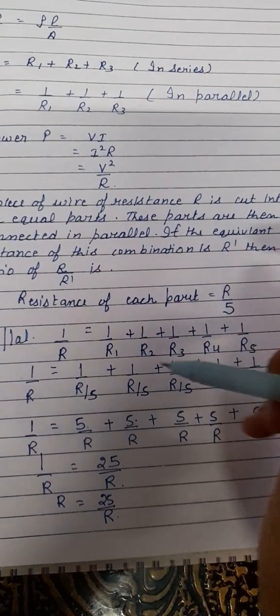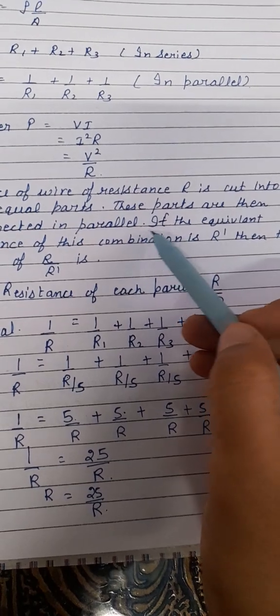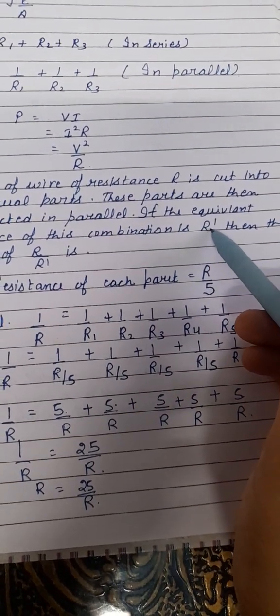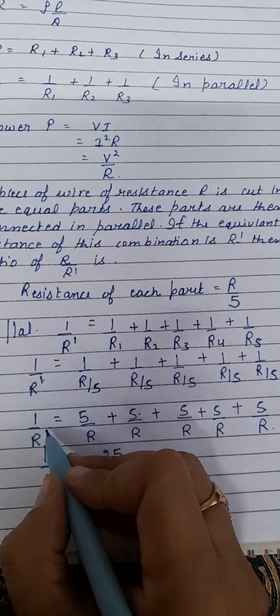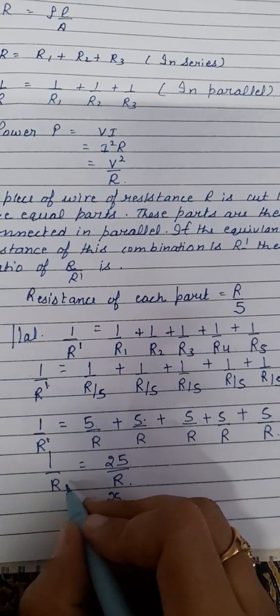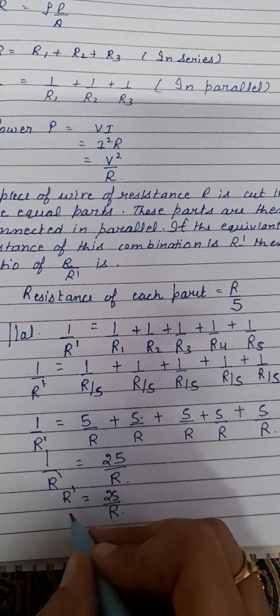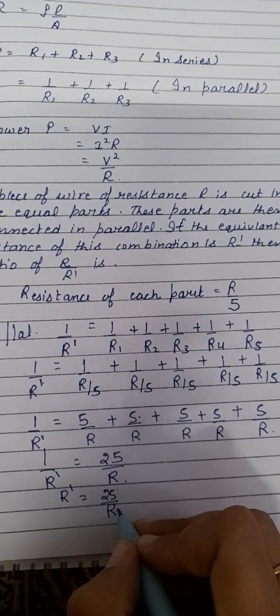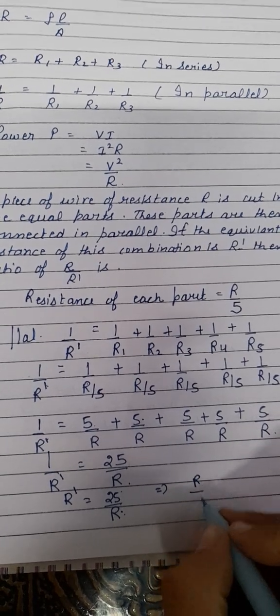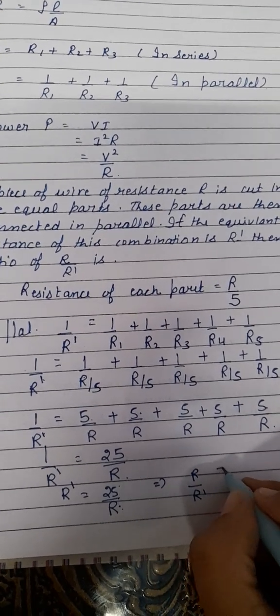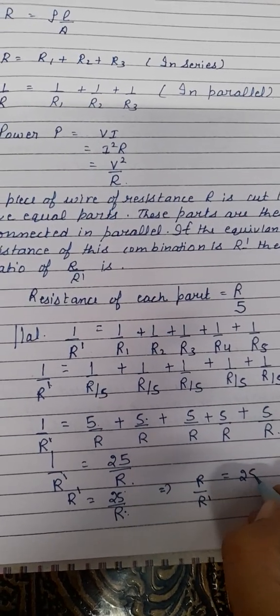Next, in the question it is given as R dash, because the parallel combination resistance is R dash. Then R dash equals R over 25. Then we have to find the ratio of R over R dash. Then this becomes 25.